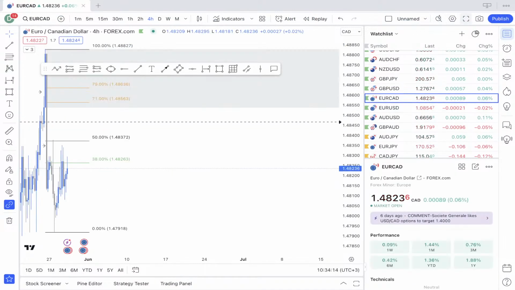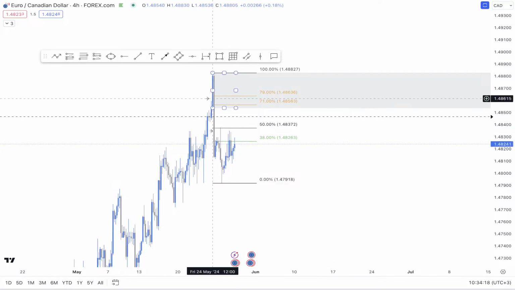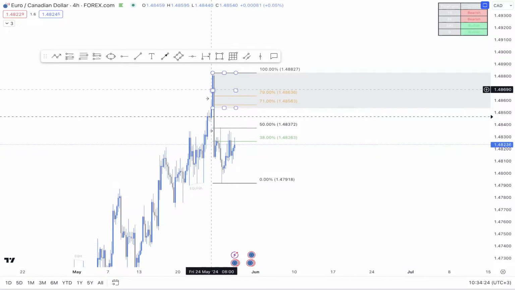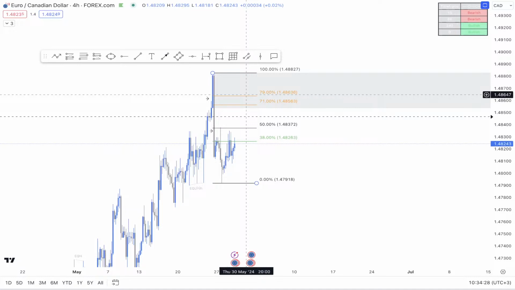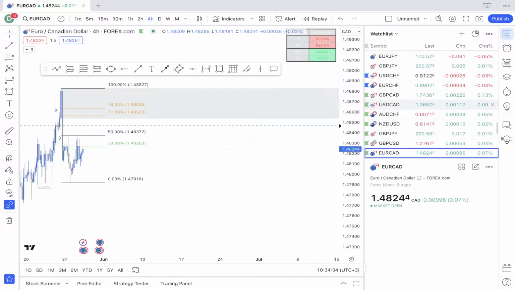On EuroCAD, what do we have here? We have a bearish shift in momentum. We have a fake out to the upside above this high, followed by a very impulsive move towards the downside. After that, I was able to spot this unmitigated order block that is lining up perfectly with the area of interest. And we can see that the pullback so far is looking very corrective as well.